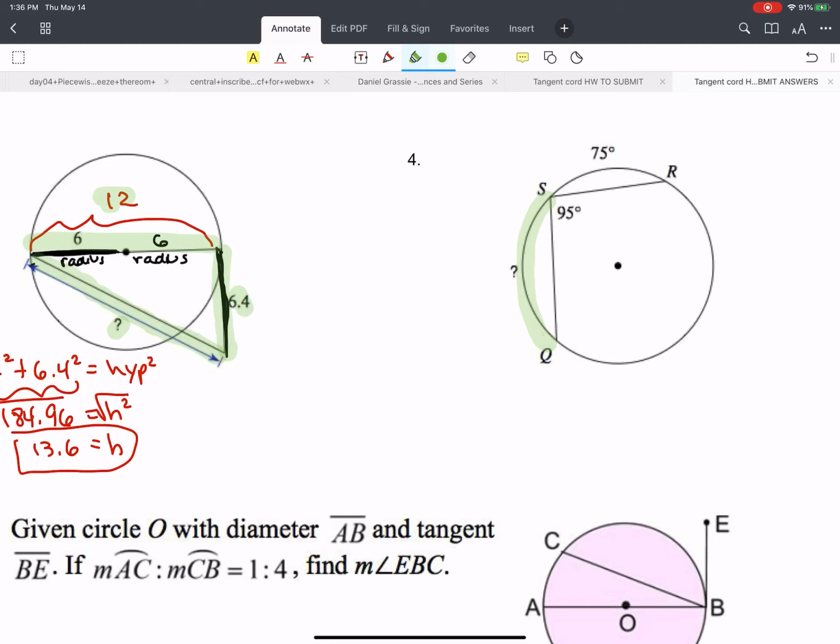Well, that arc I can't really get to. It's not inside of anything. It's sort of strange. I don't see a tangent. All I see is, I'm going to focus on this angle right here.